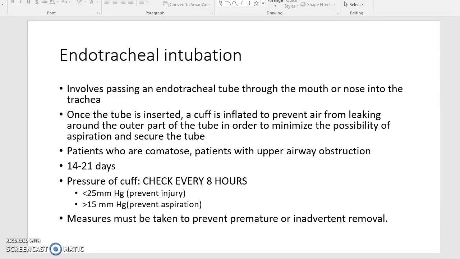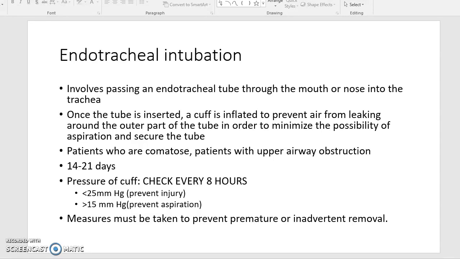Endotracheal intubation. The next slide goes into a tracheostomy, but forget about that right now. So endotracheal intubation. This is basically where a tube is inserted through the mouth or the nose, and this tube will supply this individual with oxygen if necessary.